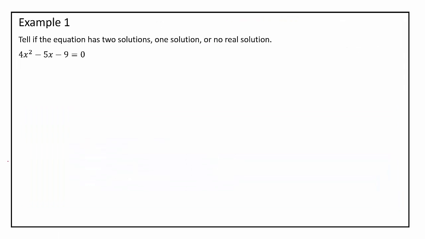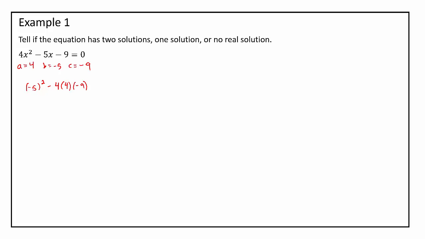Especially if you've already done a section on the quadratic formula, this should seem quite a bit easier. So it's already in standard form. Everything's on the left side. We want to identify A, B, and C, and plug them into the discriminant. So b squared minus 4ac. And we want to figure out what this is.